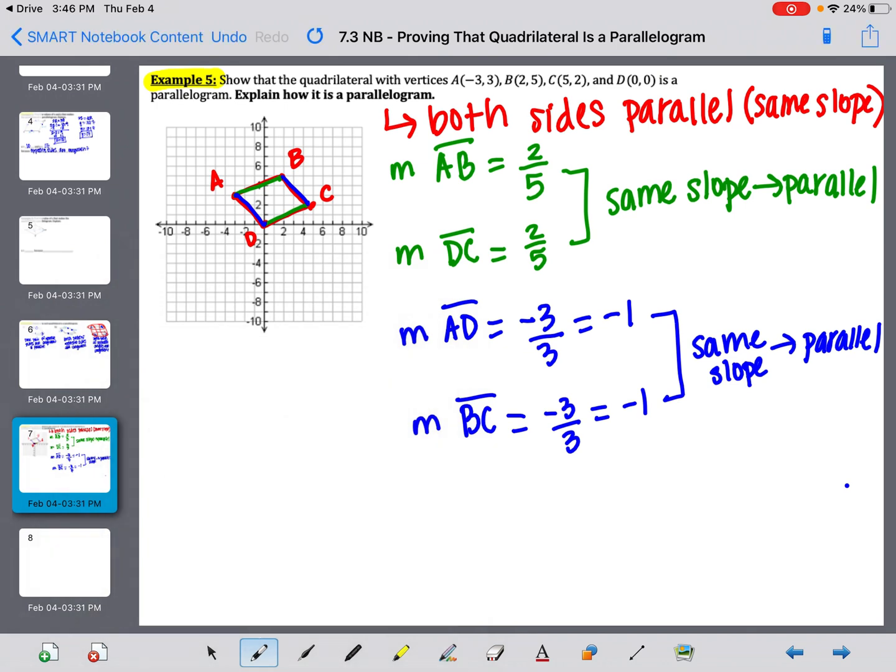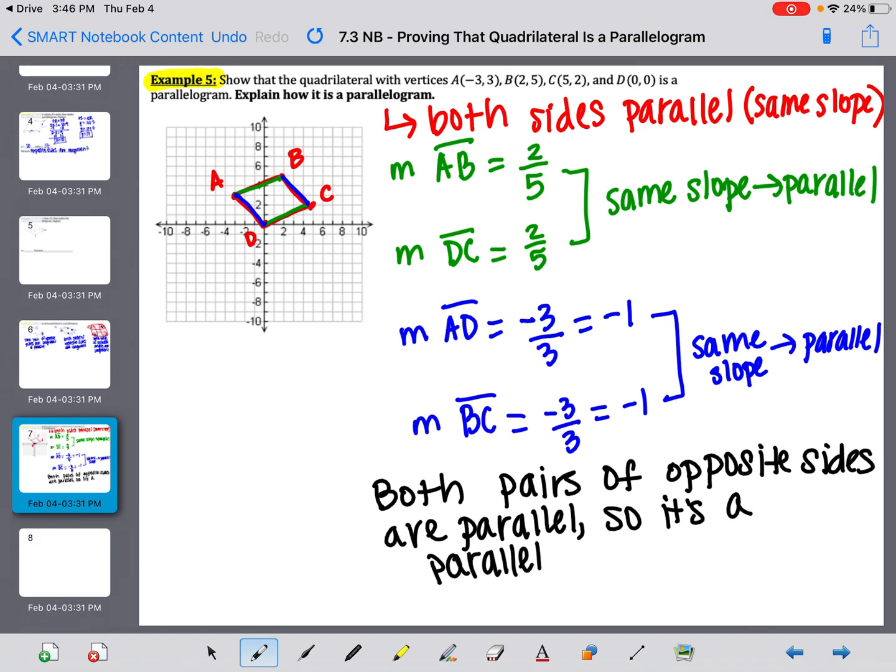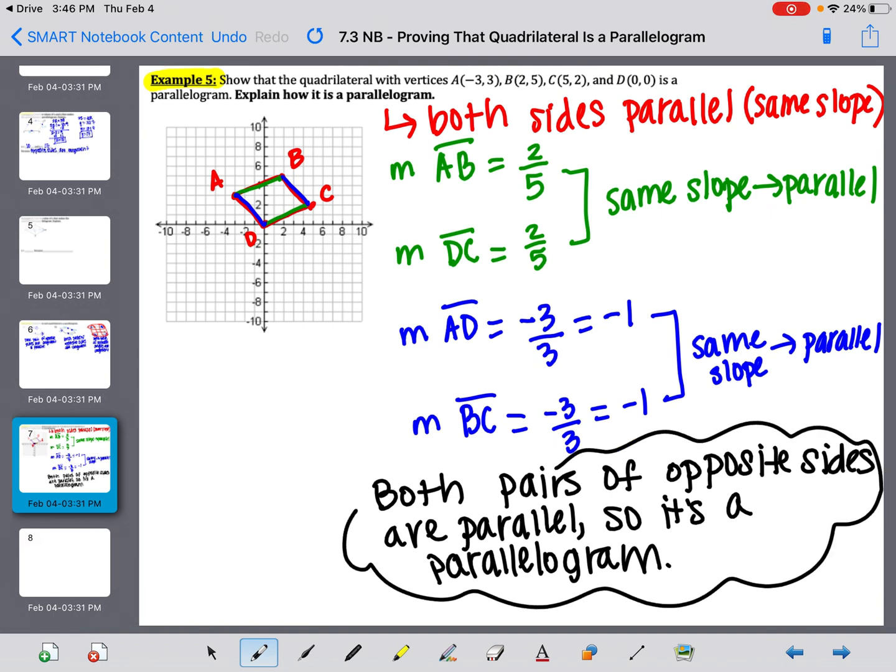So just kind of as a concluding statement explanation, both pairs of opposite sides are parallel, so it's a parallelogram. I know it seems a little bit redundant that I have to write out the slopes being the same, but think of this almost as like an informal proof, right? We have to be very explicit to show they have the same slope and are parallel.